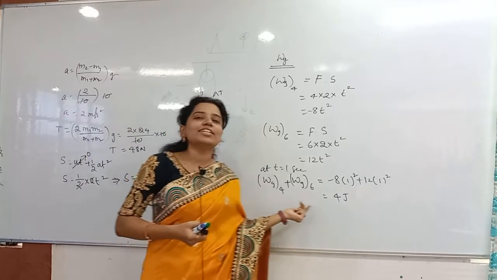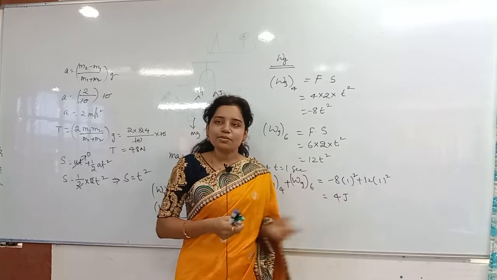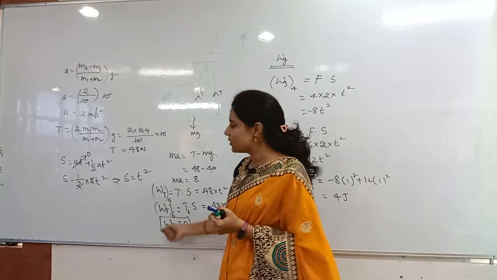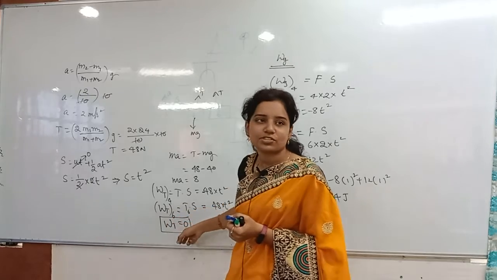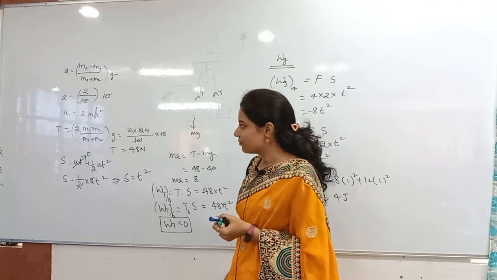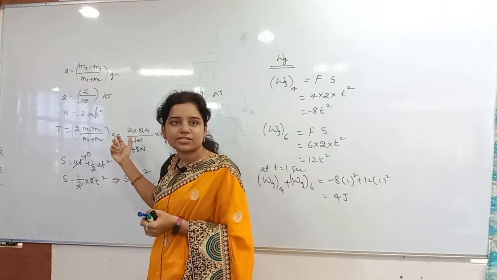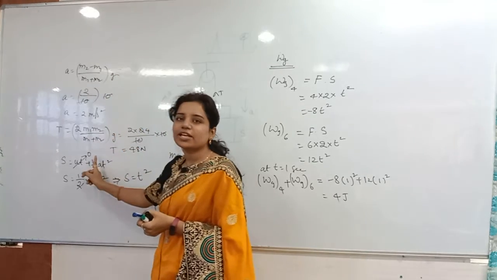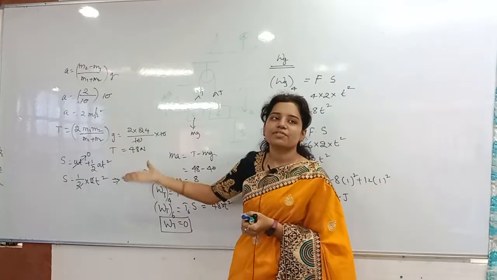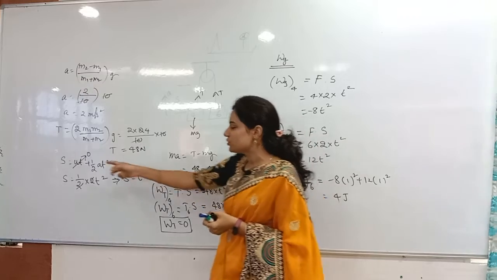So work done by the gravity is not equal to 0, but the work done by the tension is 0. Why? Because tension is the internal force to the system. Understand, right? Everybody, I shall explain again, otherwise. Acceleration I got, tension I got, and I have to get the displacement. Whenever I leave the system, at that time u is equal to how much?